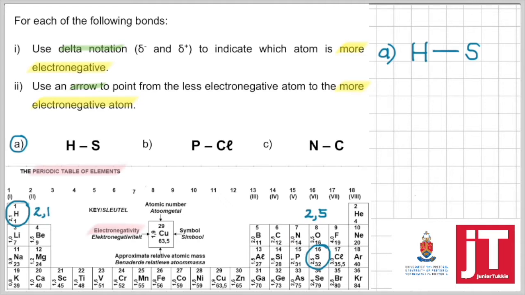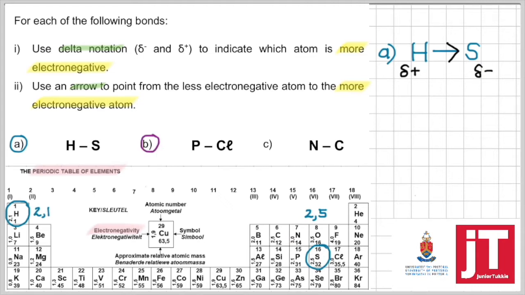So these electrons are being pulled closer towards sulfur, and as a result, hydrogen is slightly positive while sulfur is slightly negative. We can indicate this dipole moment, or in other words, indicate this uneven distribution of electrons between the two atoms by using an arrow which points to the more electronegative atom, which in this case is sulfur.